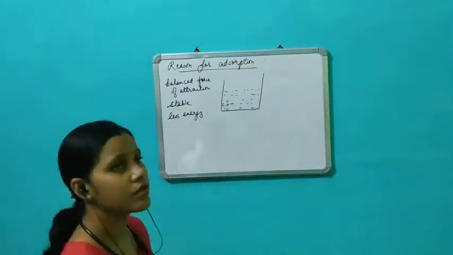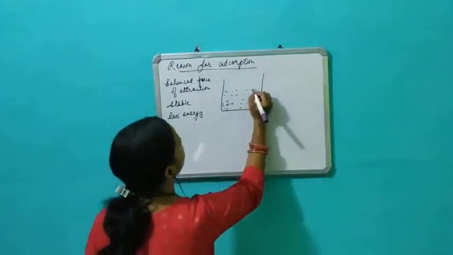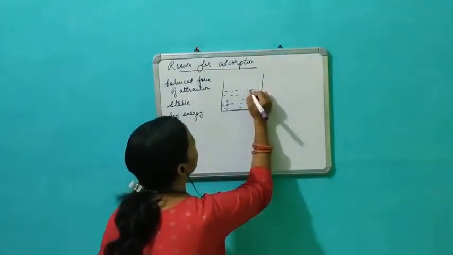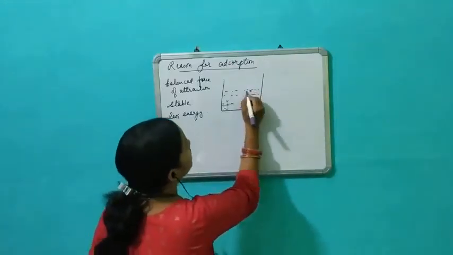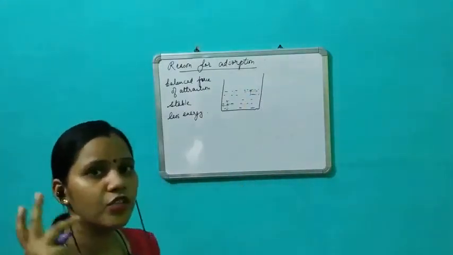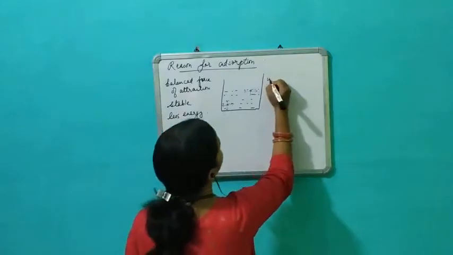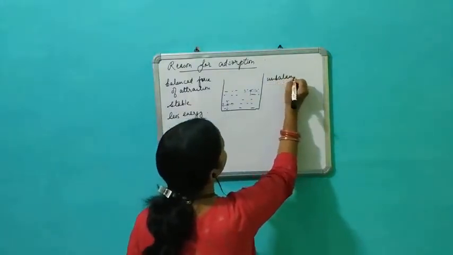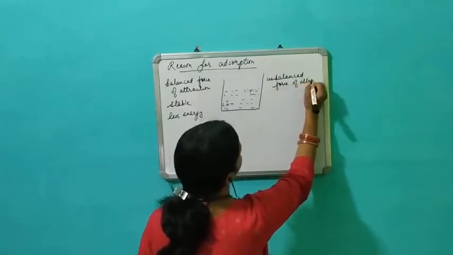And if it is stable, then it will have less energy. Now, suppose there is a molecule on the surface of the liquid. Suppose there is a liquid molecule here. What will happen to this? This molecule will get force of attraction from only three sides. That means it will have an unbalanced force of attraction.